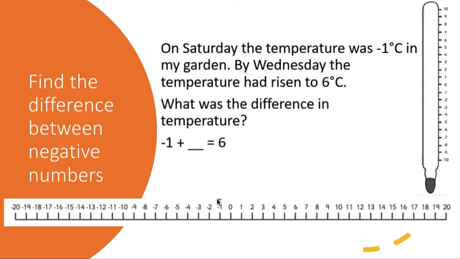Again, we've got minus 1 degrees, and it rises to 6 degrees. So what's the difference there? Jump on 1 degree, jump on 6 degrees. The difference? 7 degrees C. So what's the difference? The difference is 7 degrees C.